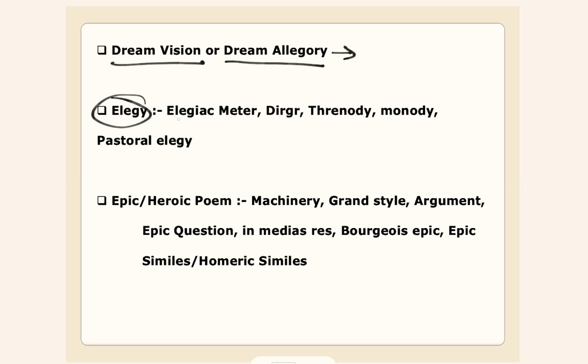Elegy, elegiac meter, dirge, threnody, monody, pastoral elegy. This genre was dominant in the 18th century, mid 18th century.